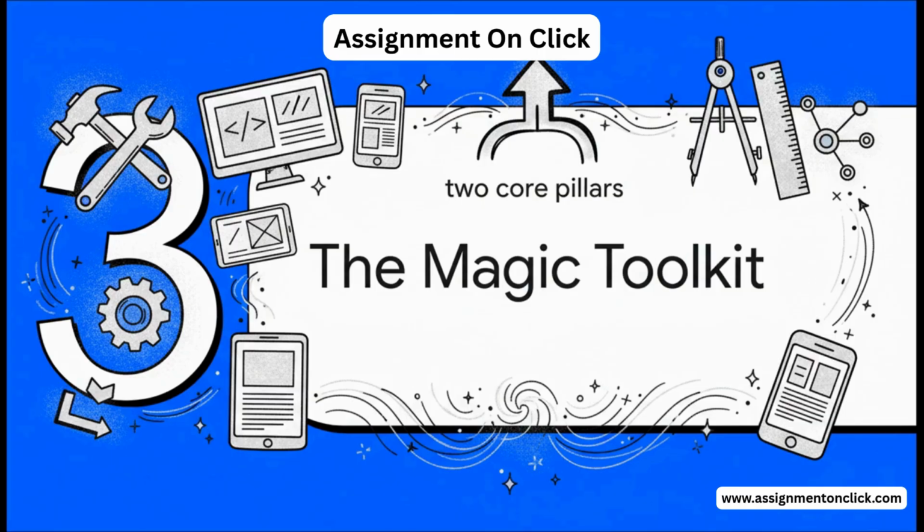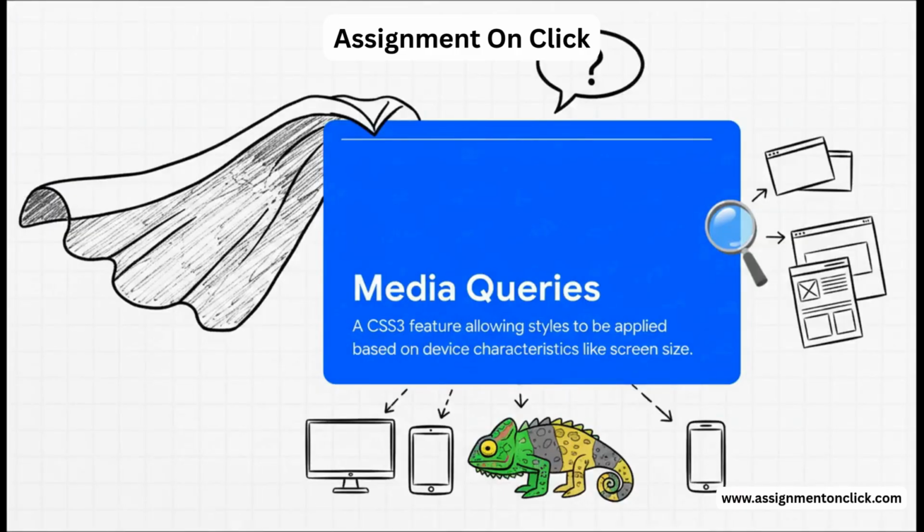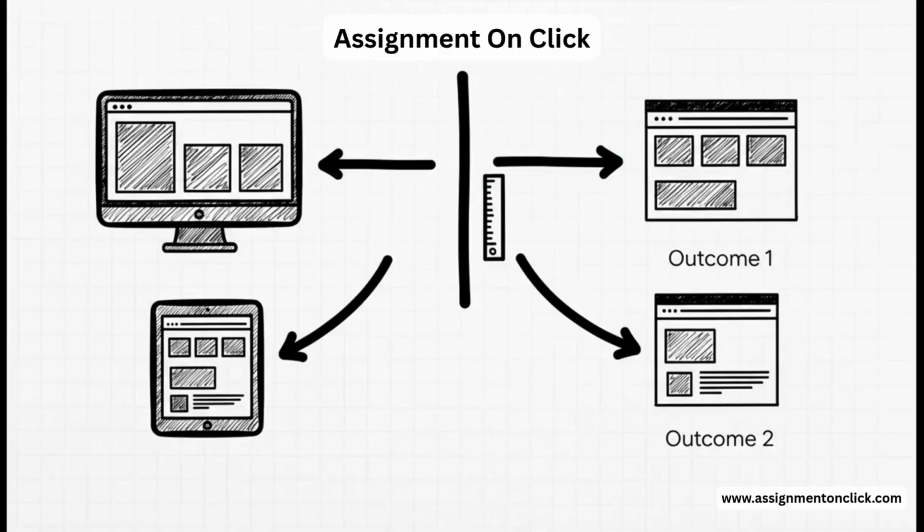Let's break them down. First up, we have media queries. Okay, think of a media query as a website's superpower. It lets the website literally ask your device, hey, how big is your screen? And depending on the answer, it can completely change its look, kind of like a chameleon changing its colors to fit in. And this is what that superpower looks like in the code.